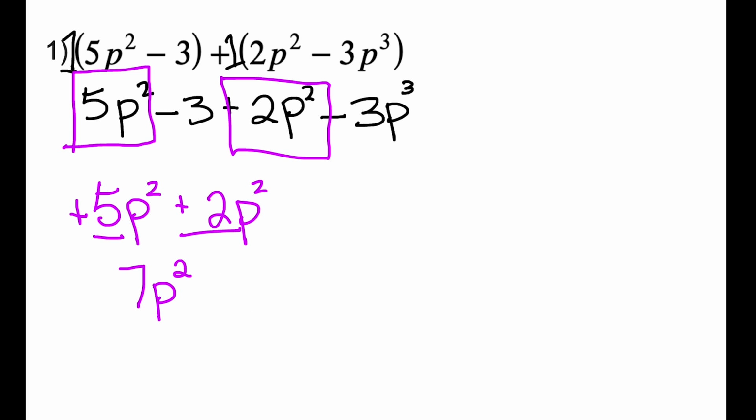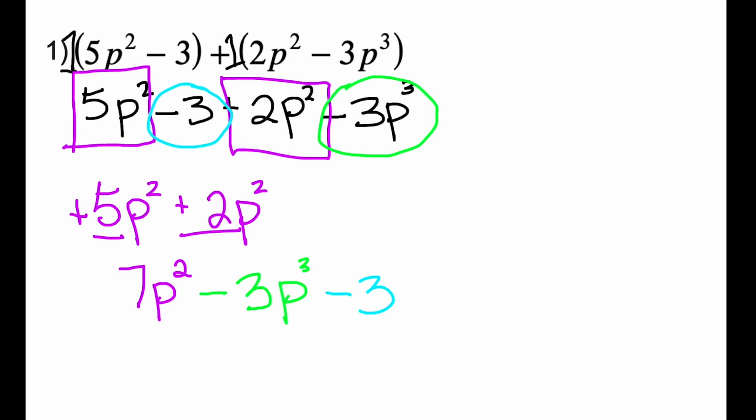The other term with a variable is negative 3p cubed. Do you see any other p cubes? Since there aren't, we bring this term down as is. This also applies to our negative 3. This is the only constant, meaning term without a variable, so it will also come down as is.